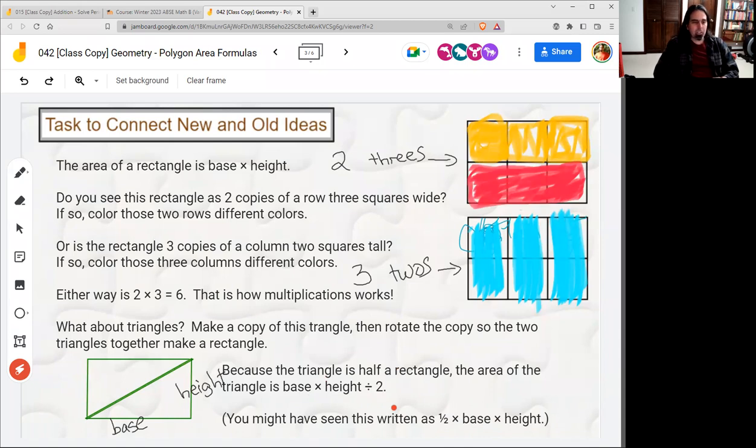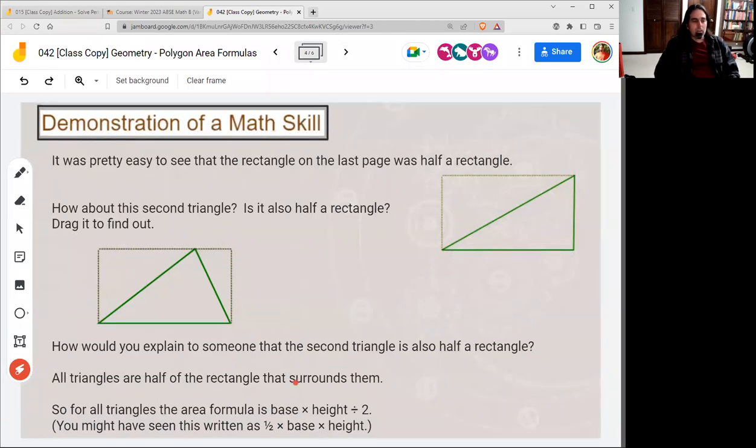So we've done two things. We've done rectangles, length times width, base times height, whatever you want to call it. And then triangles, so half of base times height, or base times height divided by 2. But that was a pretty easy triangle. You could just see that this part and that part were the same.